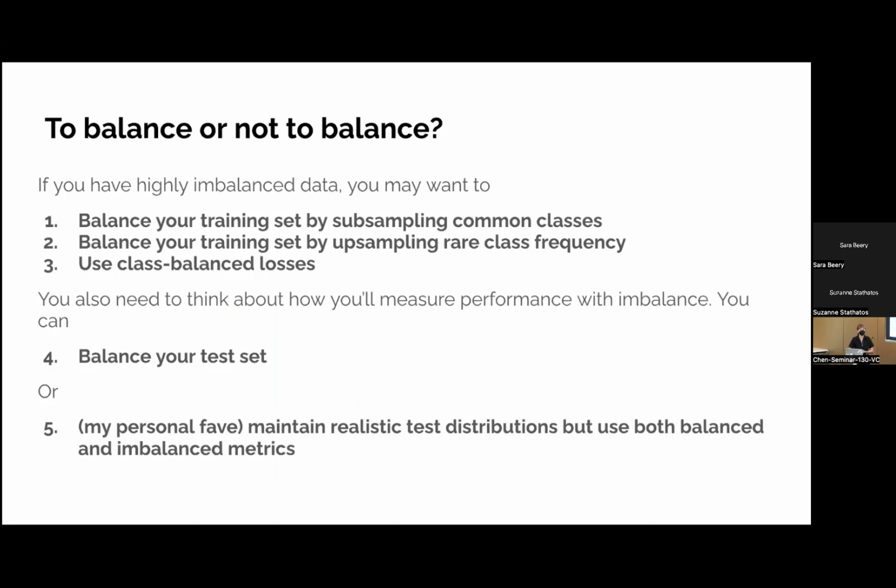So if you have imbalanced data, you might want to balance your training set by subsampling those common classes. This means that now you're not actually getting to see all the examples of the common classes you have. But again, if they're very repetitive, that might not be that informative in the end anyway. You can also balance your training data set by upsampling the rare class frequency. And this is something you actually can do in your data loader. You can just say, we're going to show the model the rare classes more than we show it the common classes, to increase the amount that those rare classes are actually affecting what the model learns.